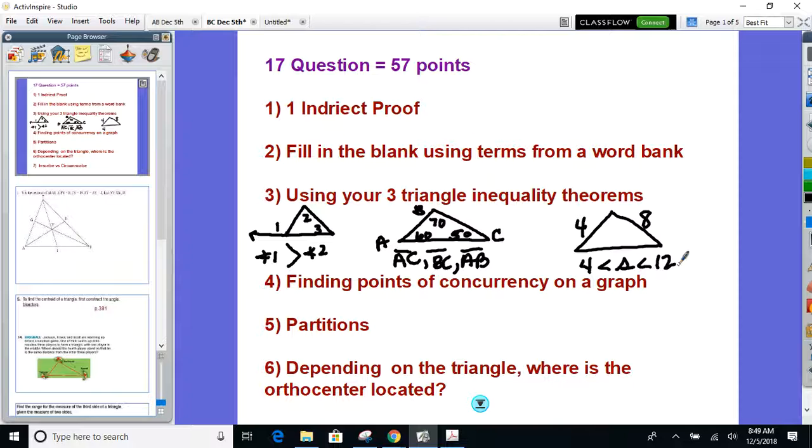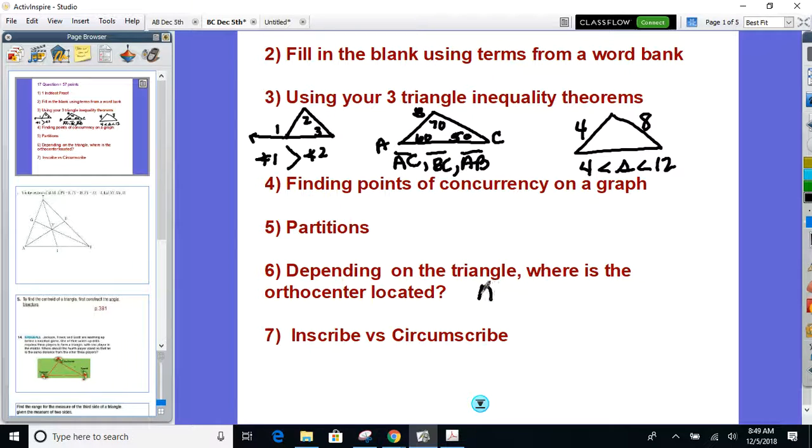Depending on the triangle, where's the orthocenter located? What do I mean by that? Well, what if it's an acute triangle? Anybody remember where the orthocenter's got to be located? Inside. I could have a right triangle. Specifically where, though? On where the two legs meet, not on the hypotenuse. And then if I have an obtuse triangle, outside. Yep.